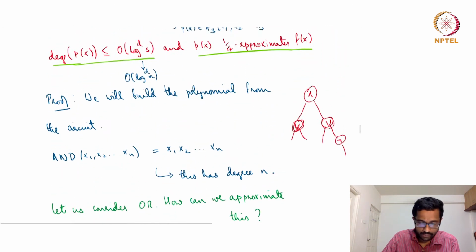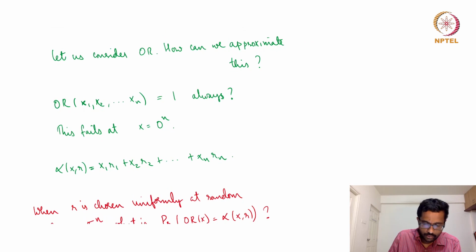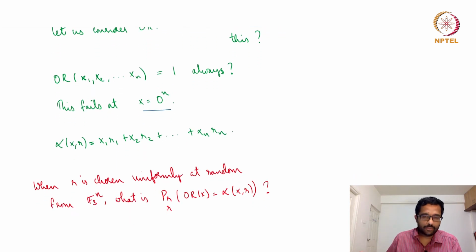We want, for any fixed input, the probability of error to be at most 1/4. The probability of error should be at most 1/4. So this is not good, because for 0 power n, the probability of error here is actually always there is an error. So let us try to find another approach. This does not work.